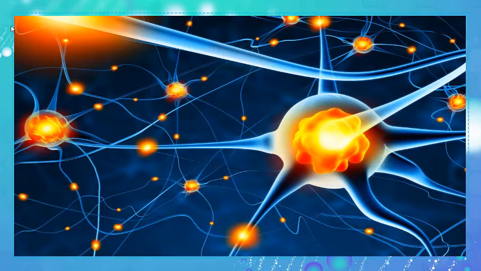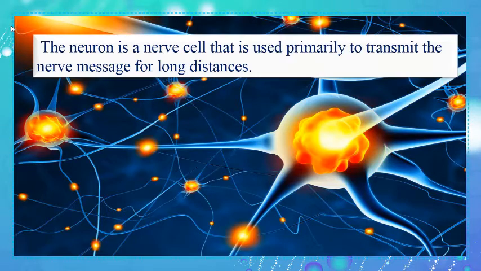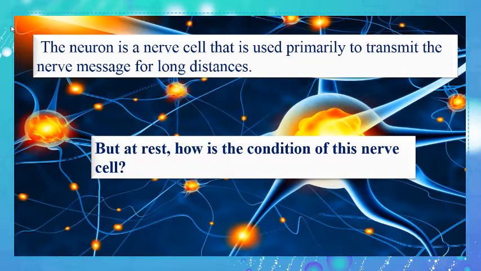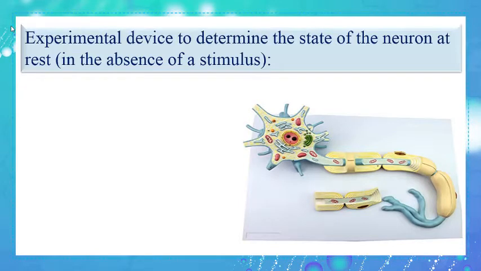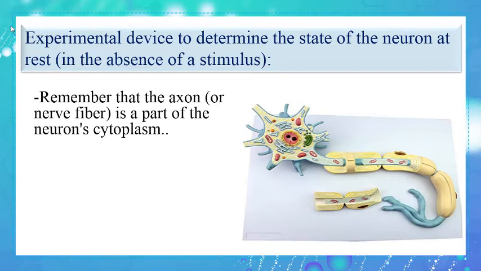Frankly speaking, we all know that the neuron is a nerve cell that is primarily used in the transmission of nerve impulses or nerve messages for long distances. And now, here comes up the first question in this document. How is the condition of this nerve cell at rest? In order to answer the question, we must determine the state of the neuron at rest, I mean, in the absence of any stimulation, by using an experimental device.